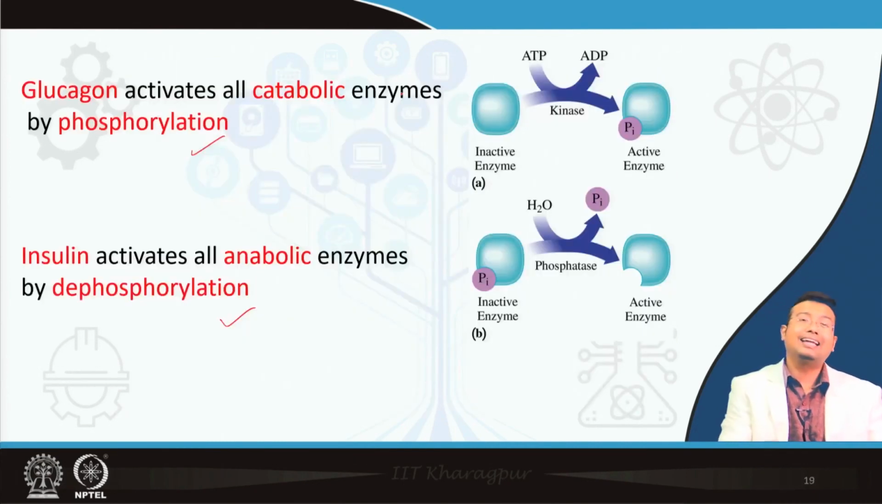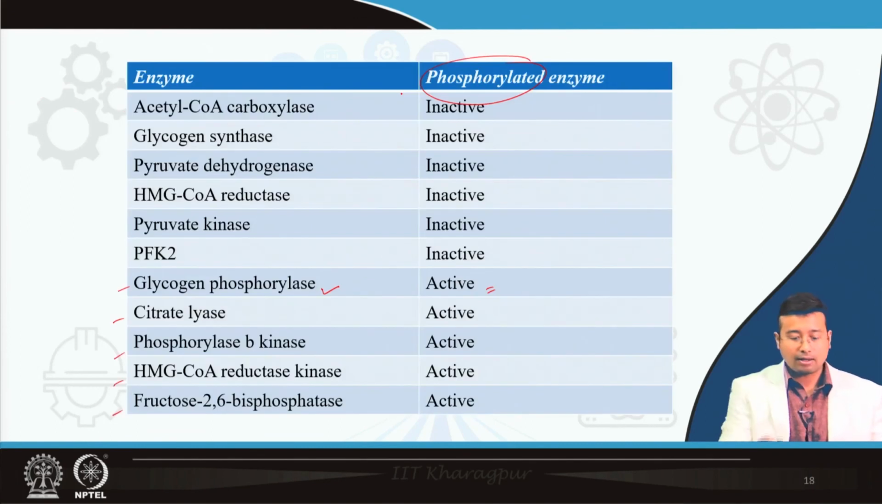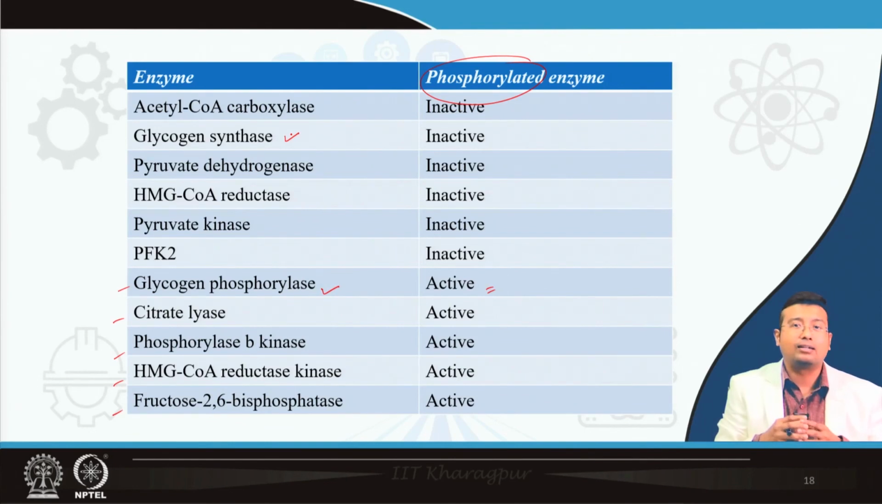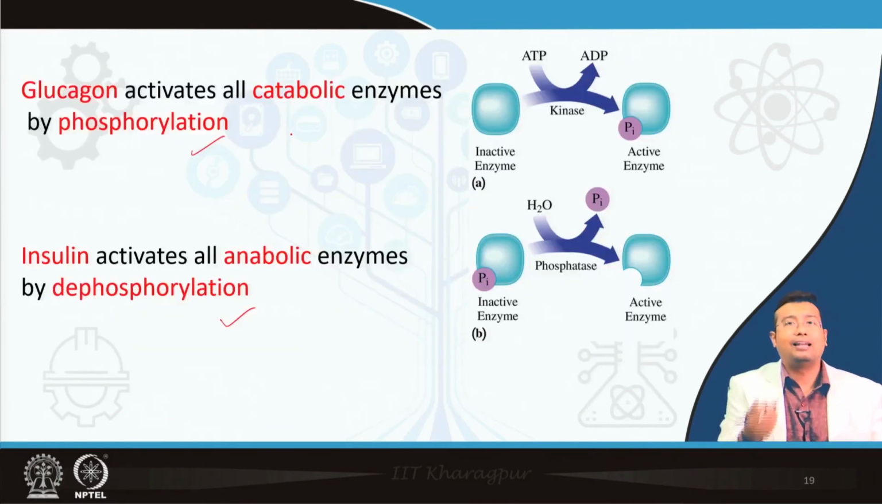All right. Again, anabolic enzyme. For example, glycogen synthase. Glycogen synthesis is an anabolic pathway. Glucose is being converted to glycogen. We are building something, anabolic. So, insulin will help it, and this enzyme is activated in dephosphorylated form.